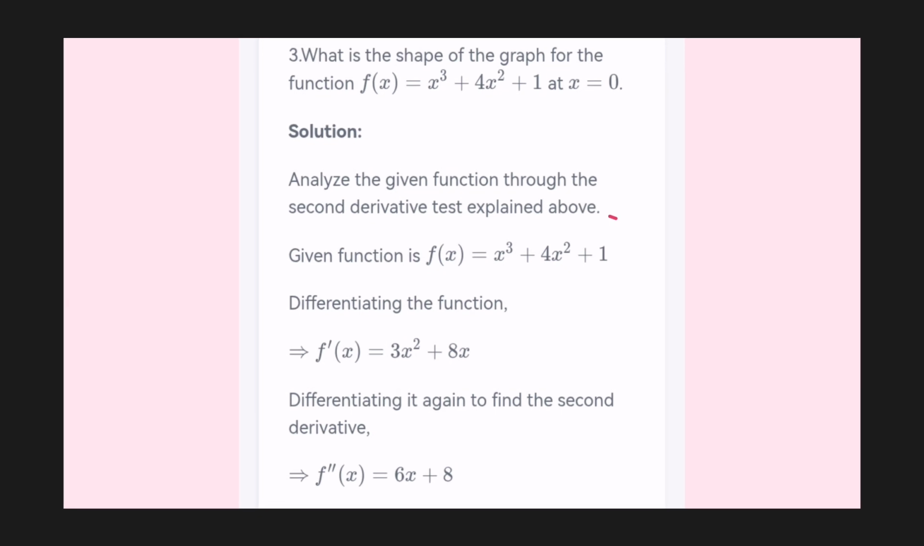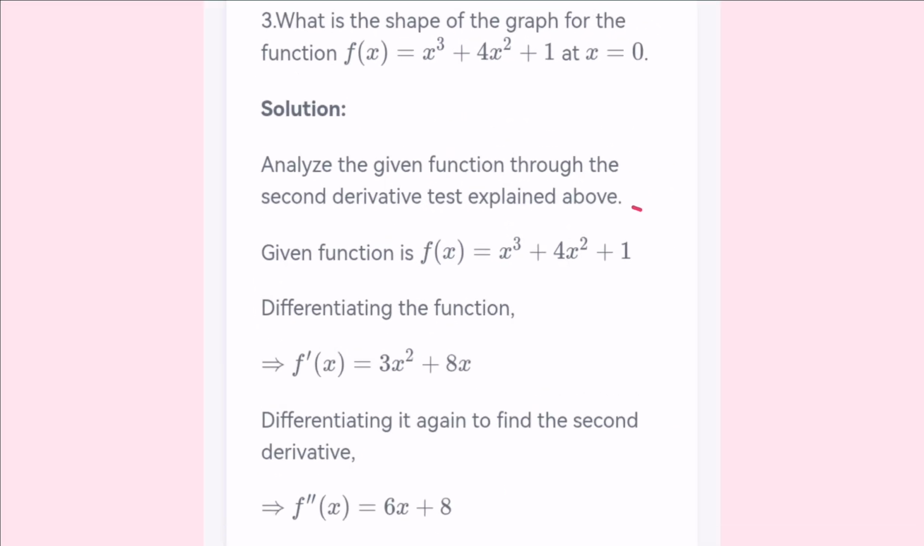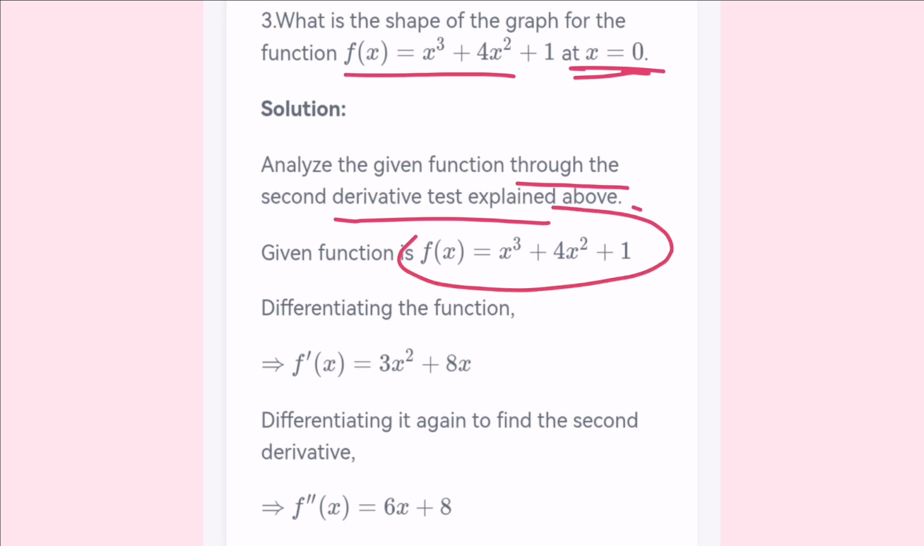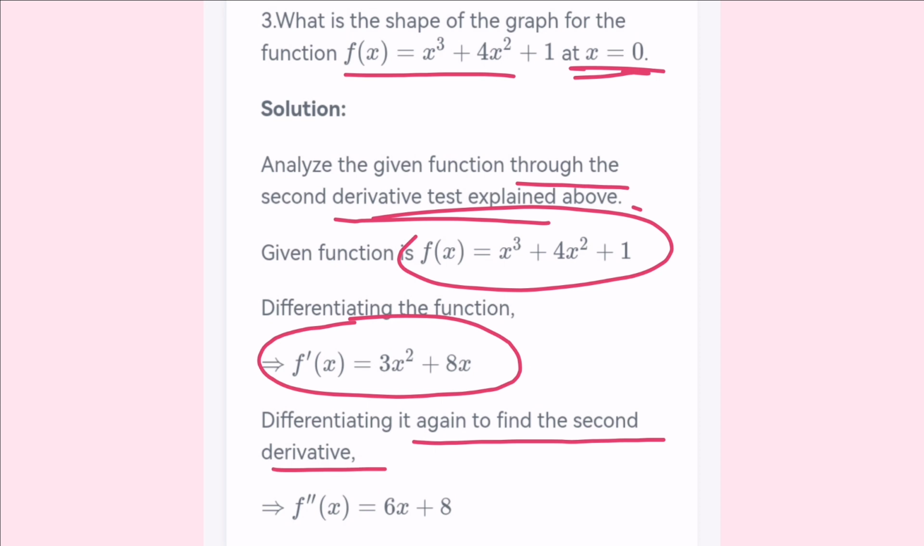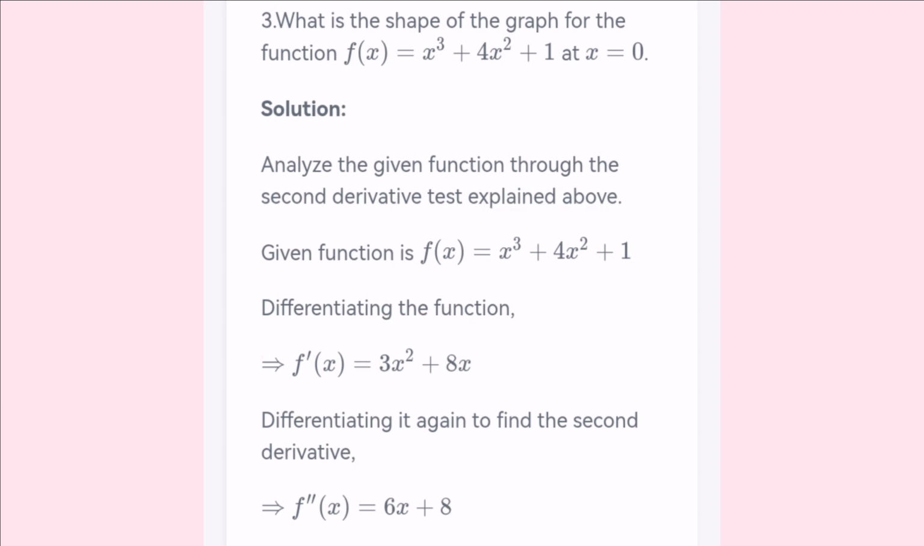Now, on the third portion, what is the slope of the graph for the function f of x is equal to x cube plus 4x square plus 1 at x equal to 0? So analyze the given function through the second derivative test explained above. So the first derivative of the given function is 3 times x square plus 8x. Differentiating it again to find the second derivative, the second derivative of the given function is equal to 6x plus 8.